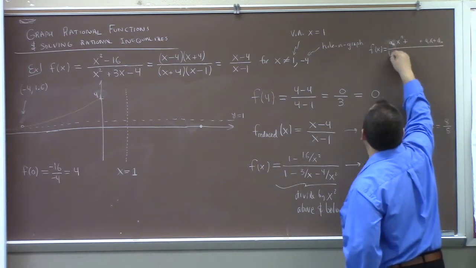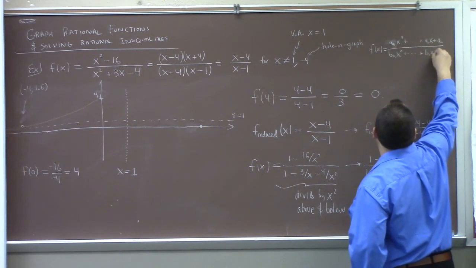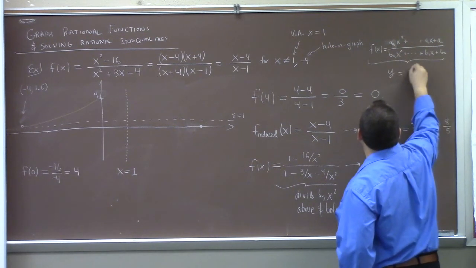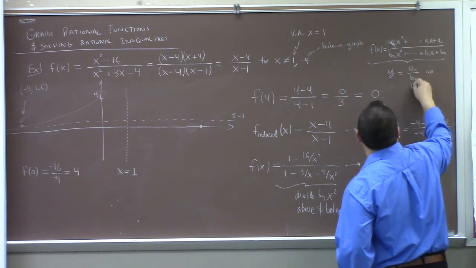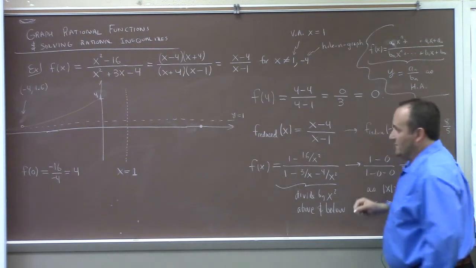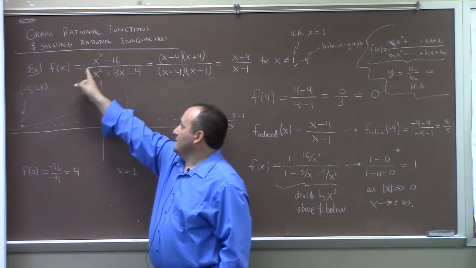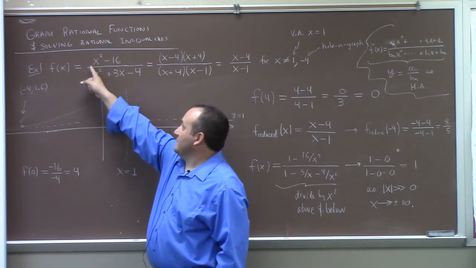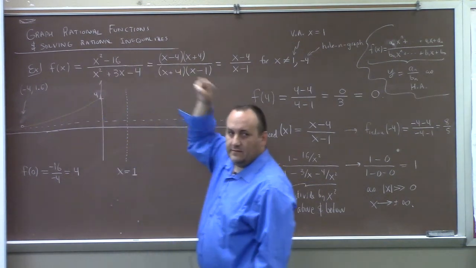And we divide by bn, x to the n. Then this has y equals an over bn as the horizontal asymptote. So that's basically what you're looking for. So this one, because the degree of the numerator and the degree of the denominator match up, we can have a horizontal asymptote at the ratio of the leading coefficients, which here is just 1 over 1, which is 1.